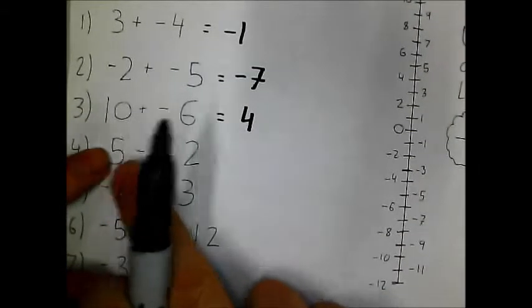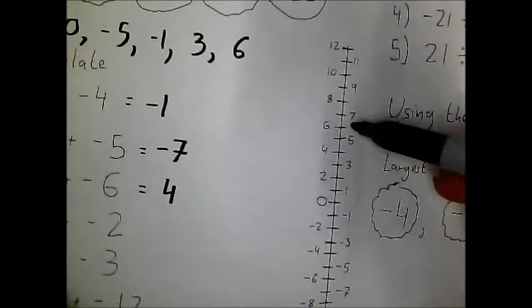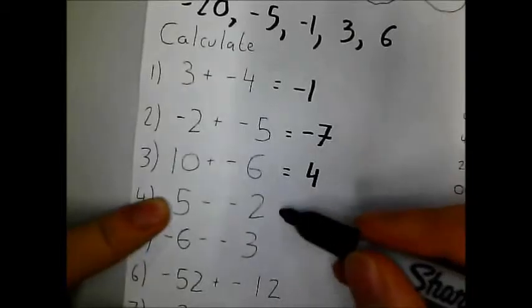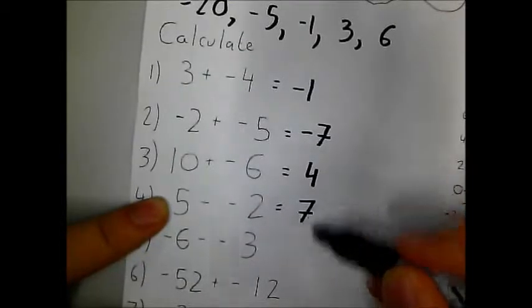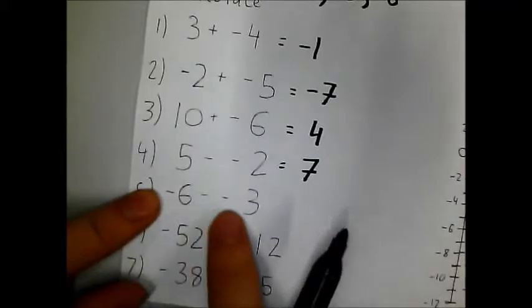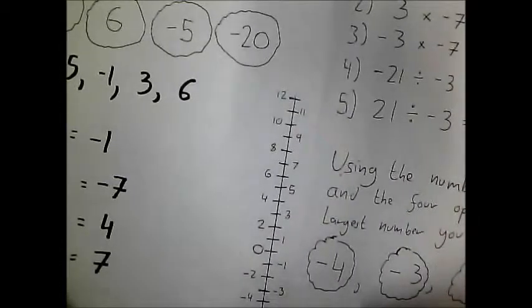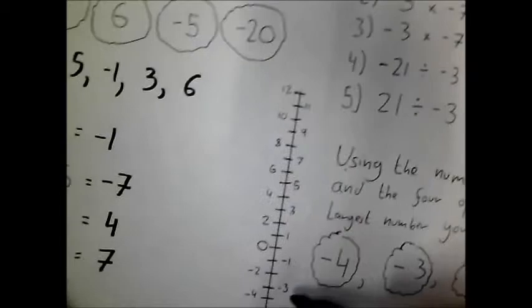So starting at 5 and going up by 2. 1, 2. We're at 7. And this one, negative 6, subtract negative 3. If you subtract negative numbers, you're going to go up. So starting at negative 6 and going up by 3. 1, 2, 3. We end up at negative 3.